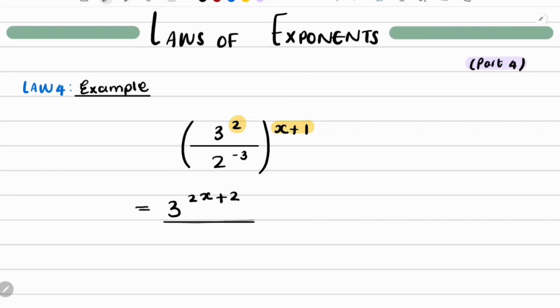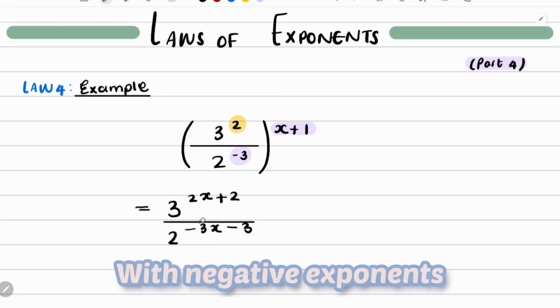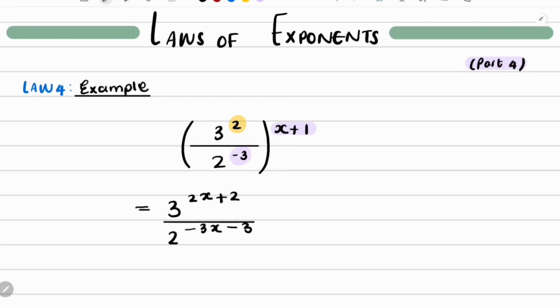And this is over. And we have now 2 raised to the power of a negative 3. And that is going to also multiply to the x plus 1. So we have a 2 raised to the power of negative 3 times x is negative 3x. And then negative 3 times positive 1 is negative 3. So in a future video, I will also show you another way to simplify this kind of expression, or rather how to further simplify it. Okay, so this is our answer for now.